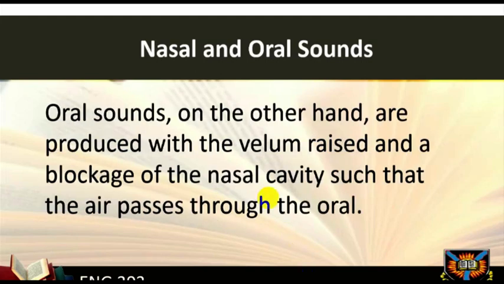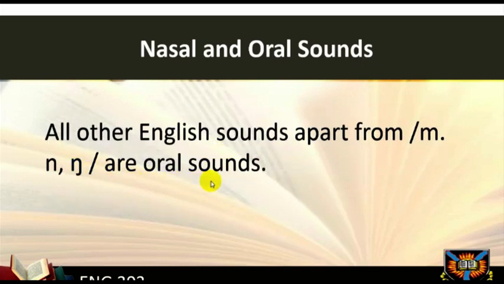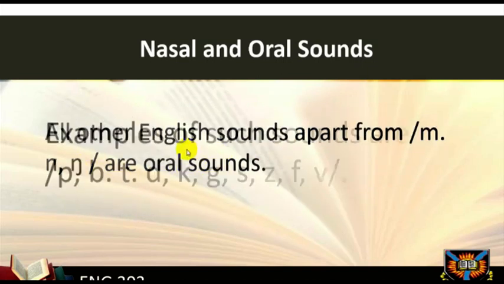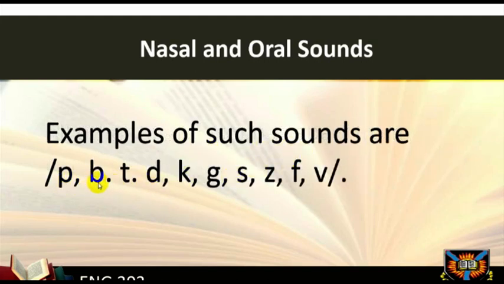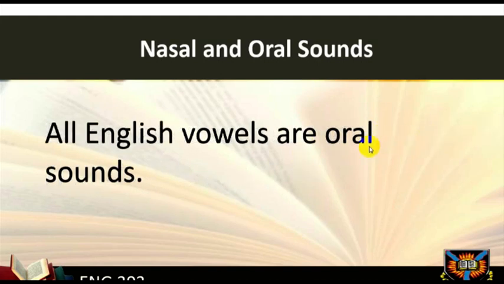Oral sounds, on the other hand, are produced with the velum raised and a blockage of the nasal cavity, such that the air passes through the oral cavity. All other English sounds apart from M, N, ng are oral sounds. Examples of such sounds are P, B, T, D, K, G, S, Z, F, V. All English vowels are oral sounds.